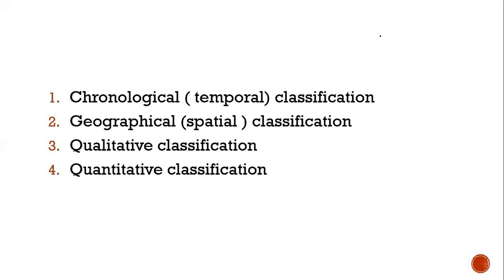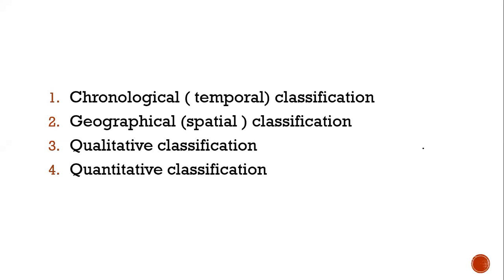Before moving to today's class, we'll recall what we learned in the last class. We learned about types of classification. Which are the four types of classification? The chronological classification, geographical, qualitative, and quantitative. Okay, so we'll not wait much time on this. I'll quickly move.